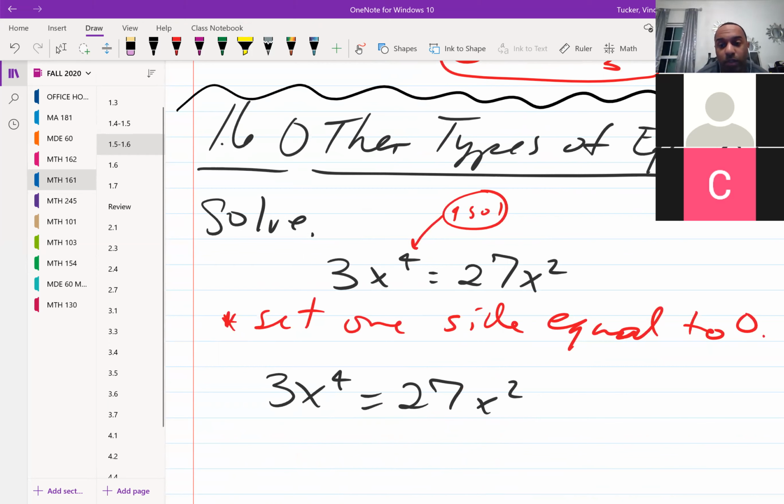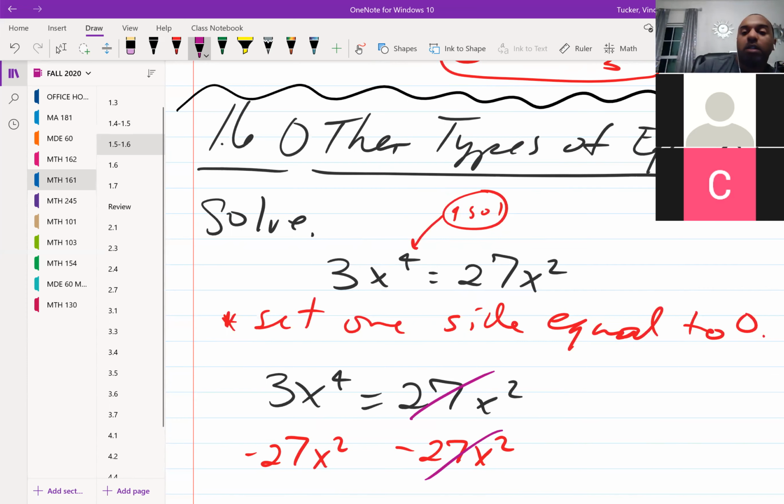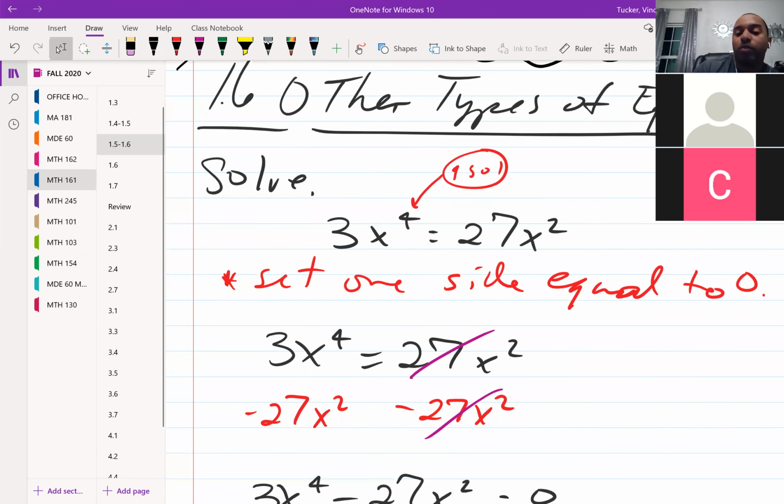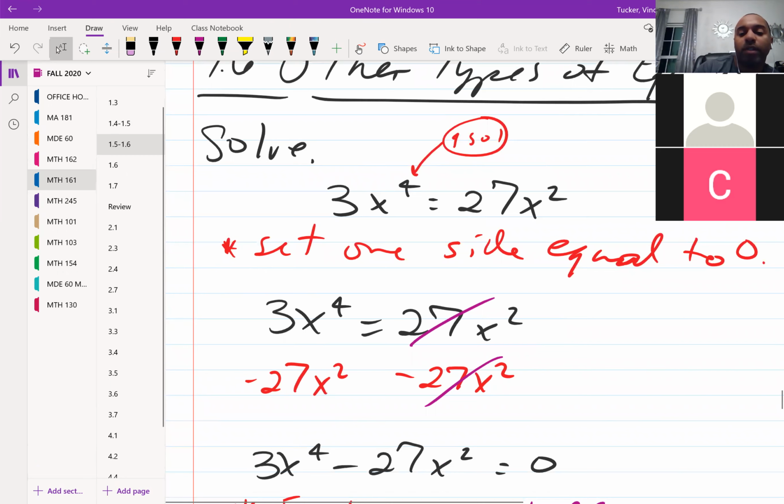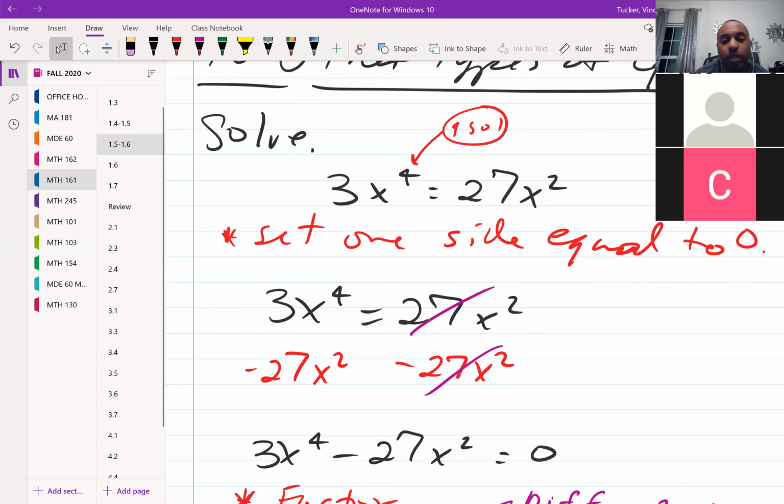We set one side equal to 0 in order to be able to solve. And that 27x squared will cancel. You notice in 1.6 we're going to talk about other types of equations, going beyond x squared or our quadratic equations. So when we subtract 27x squared from both sides, that'll give us 3x to the fourth minus 27x squared equal to 0.